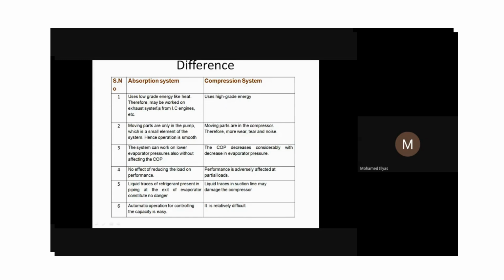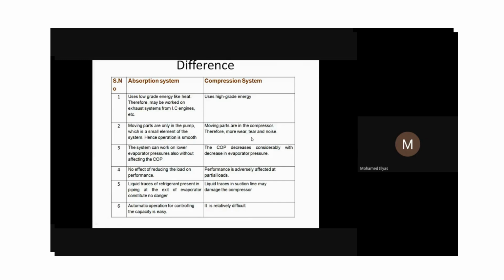So the COP is relatively higher in the absorption system, because it is a low grade energy system. The economy will be higher in the case of the absorption refrigerating system. We might have studied in thermal engineering also: there are almost no moving parts except the pump in the absorption system. In the vapor compression system, the major component is the compressor.